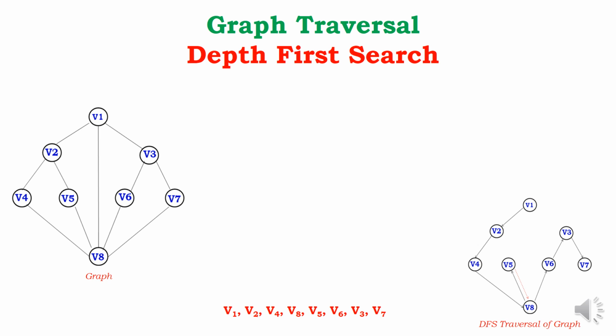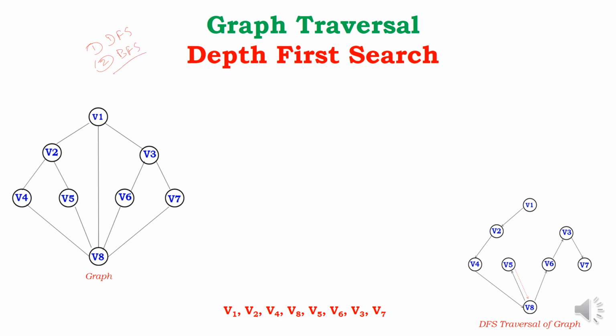Today we are going to discuss graph traversals using depth first search. Graphs can be traversed in two different ways. First is depth first search. The second method is breadth first search.